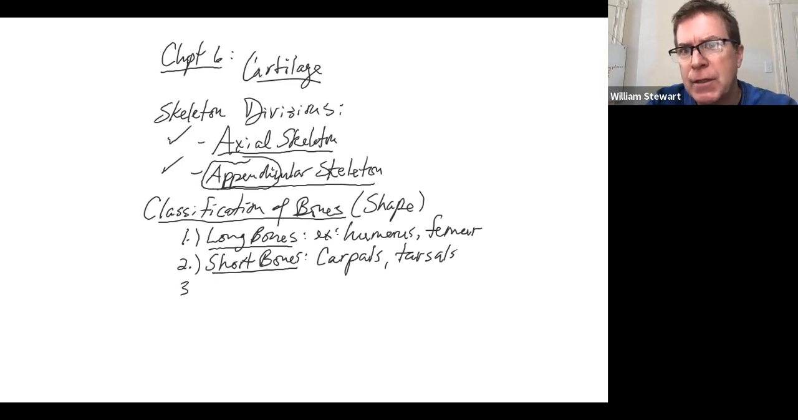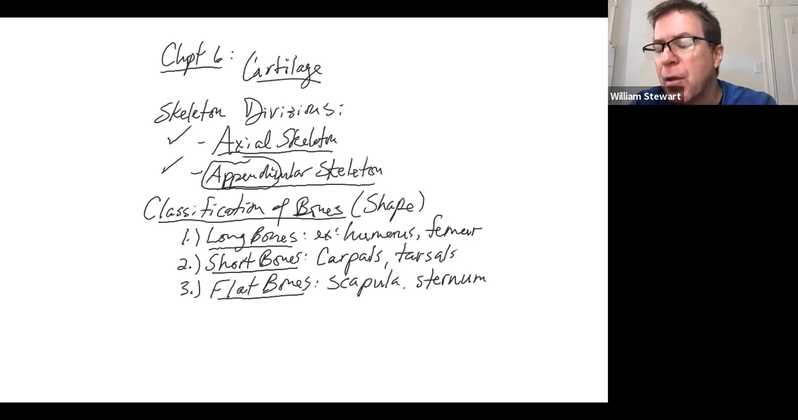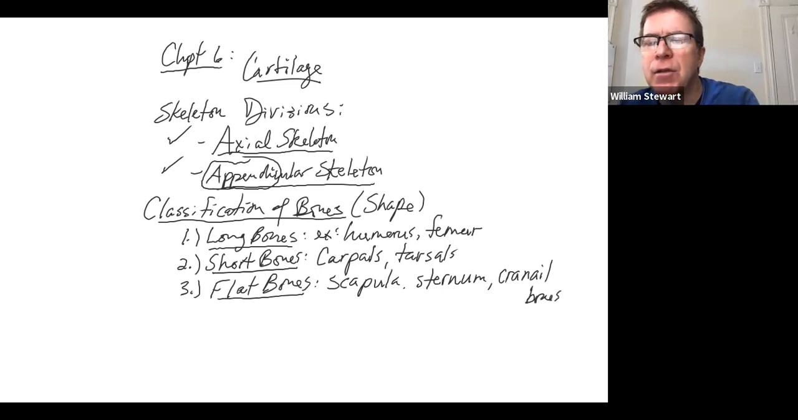Third category based on shape are flat bones. Just like the name suggests, the shape is flat. Classic examples of these would be the scapula, which is what you and I call the shoulder blade, sternum, or you might call that the breastbone. Its scientific name is the sternum. Cranial bones, cranial plates that make up the cranium, top of the head. So I'm just going to write cranial bones are also considered flat. I'm just giving you examples. That's not an exhaustive list.